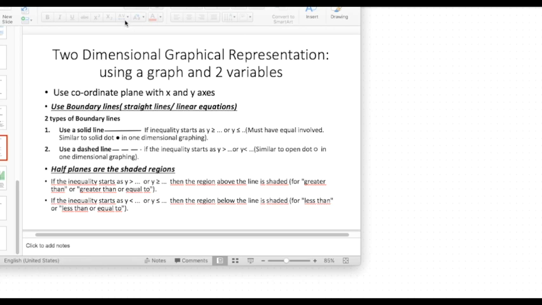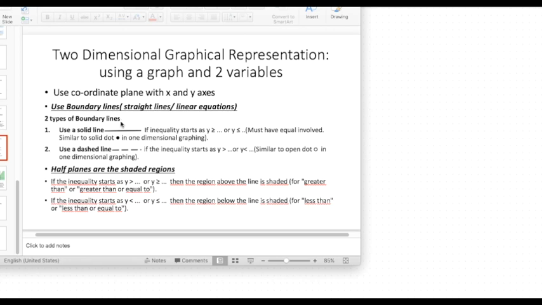Great, and now we're going to look at the two-dimensional graphical representation of linear inequalities, and this is using a coordinate plane and 2 variables. So what do you need for your two-dimensional graphical representation? You need to use a coordinate plane with your x and y axes, very important, and you need to use boundary lines. And these are straight lines or lines that represent, of course, your linear equations.